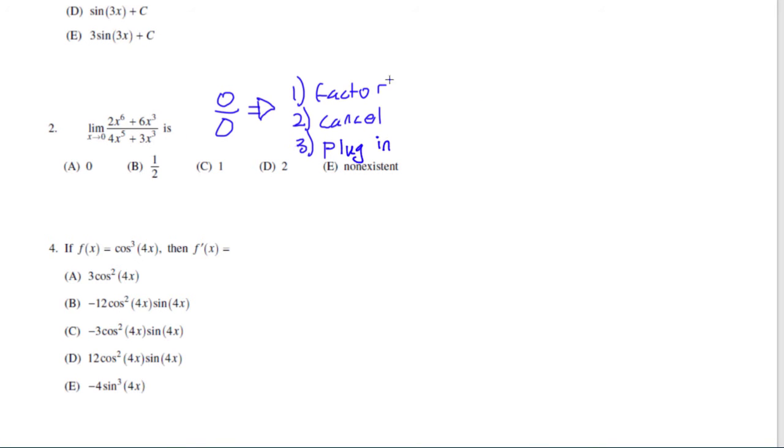The greatest common factor here is technically 2x to the power of 3. I'm just going to factor out x to the power of 3 because I noticed that there's not going to be a 2 on the bottom that can factor out.